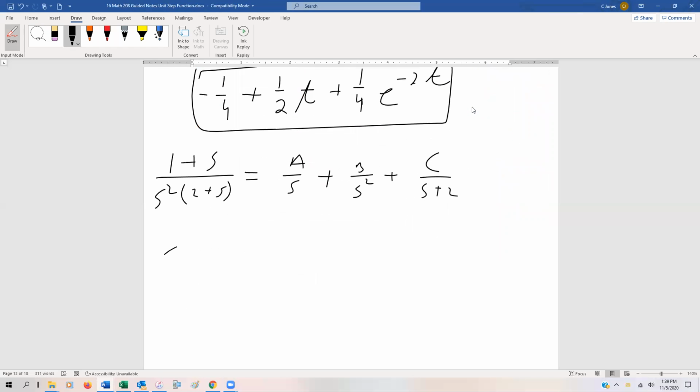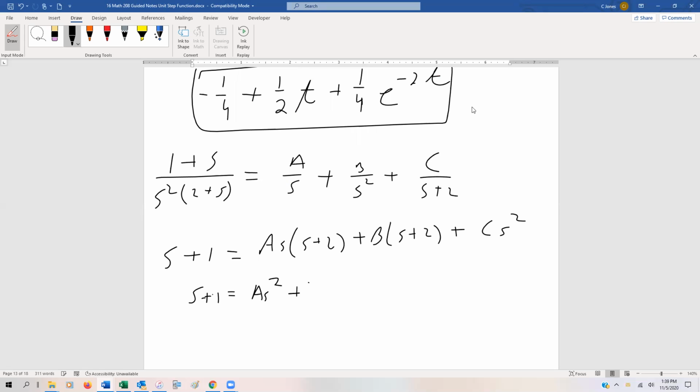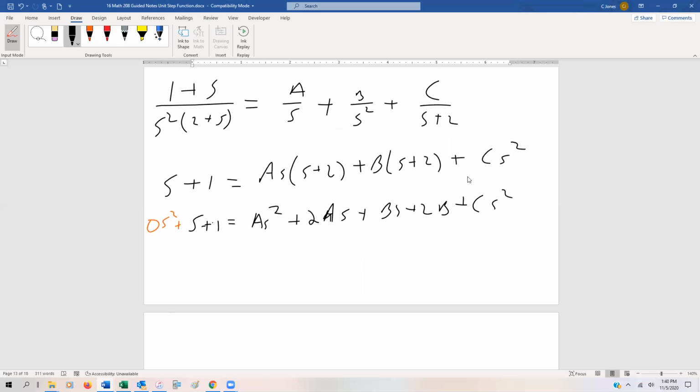So it's going to become s plus 1 equals a s (s plus 2) plus b (s plus 2) plus c s squared, by multiplying through by the common denominator. And then if we were to distribute, we would get s plus 1 is equal to a s squared plus 2a s plus b s plus 2b plus c s squared. And of course, we can't forget that there's a 0 s squared in here, so that when we go to create our system, we know what to do with that s squared.